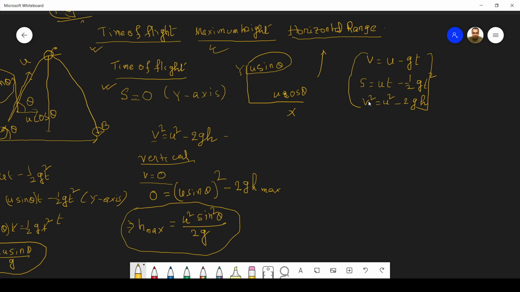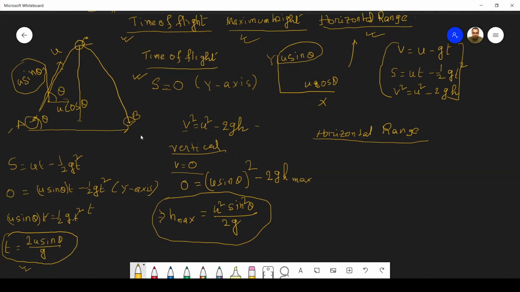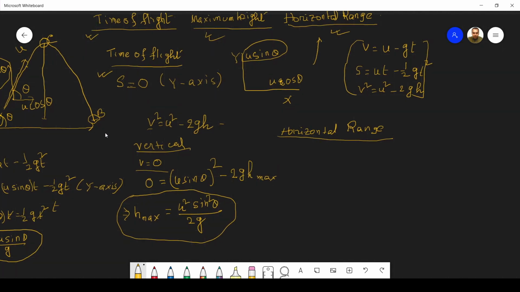Now one last term we have to calculate, that is the horizontal range. So what is horizontal range? As is evident from the name, it is how much distance has been traveled by the object horizontally, that is, from A to B. While we calculate the horizontal range, let us assume that it is represented by R, for range.